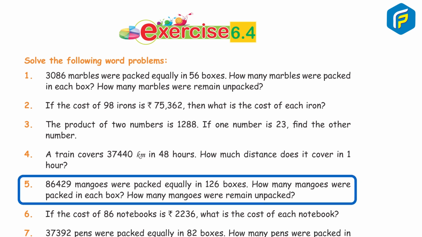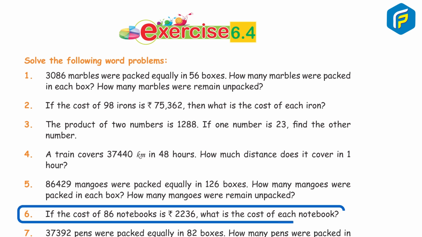Question 5. 86,429 mangoes were packed equally in 126 boxes. How many mangoes were packed in each box? How many mangoes will remain unpacked? Answer. 685 mangoes packed in each box. 119 mangoes will remain unpacked.